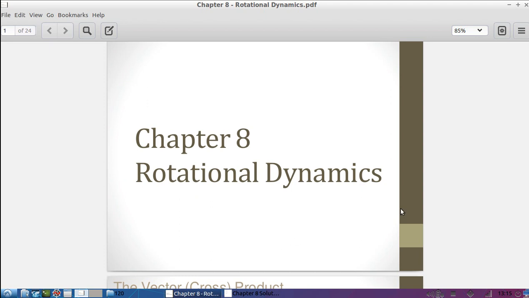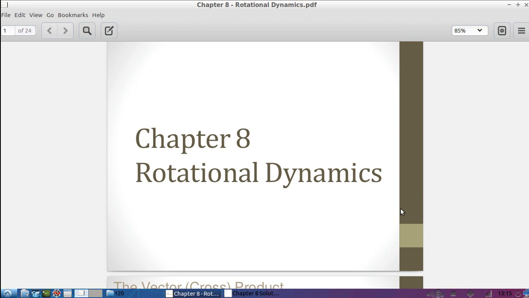Alright, home stretch. This is our last chapter of the course. It's on rotational dynamics. So basically you can think of this as pretty much everything we've done for linear motion, for translational motion. We have to translate all of what an object does and how it moves, how it behaves for an object that's rotating.